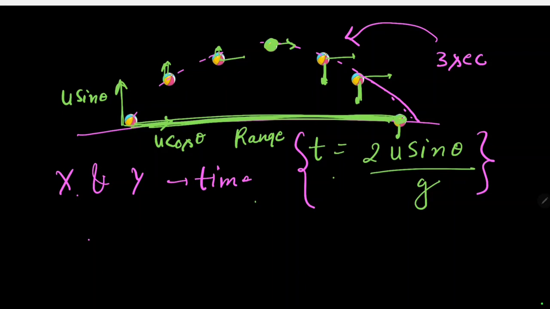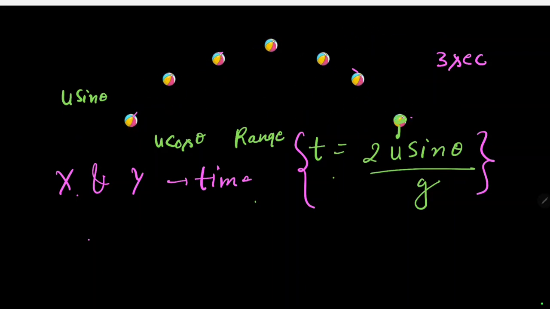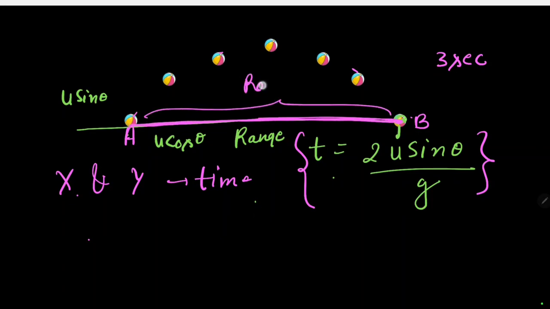Let me explain again. What is range basically? The range is the distance traveled by an object in projectile motion in the x-axis. It means its displacement from its initial position, which is A, to its final position, which is B. It means how far it lands on the ground after you have kicked it. So how do I find out this distance?